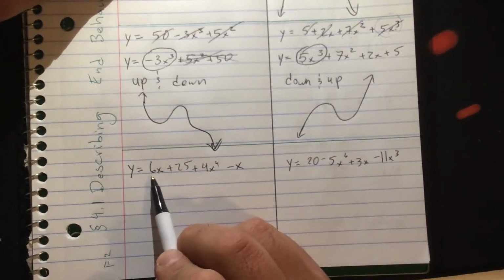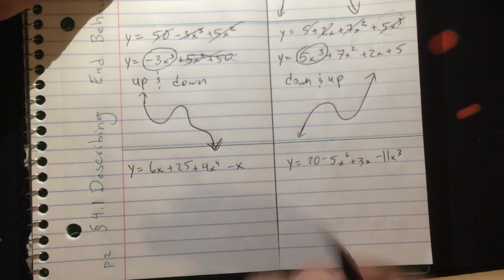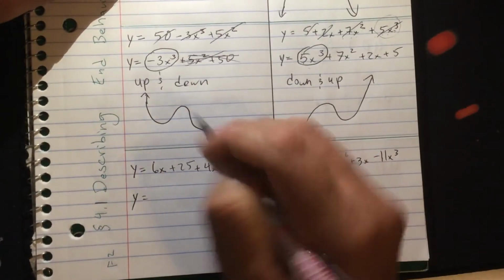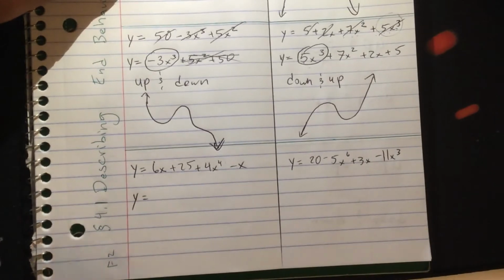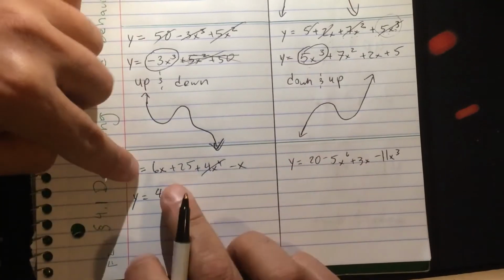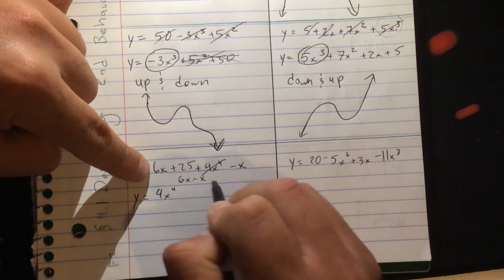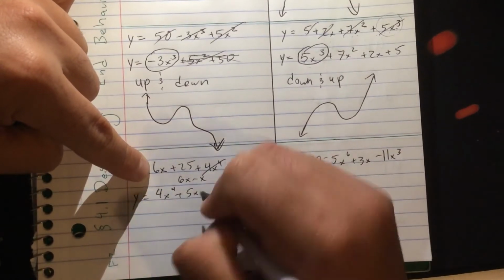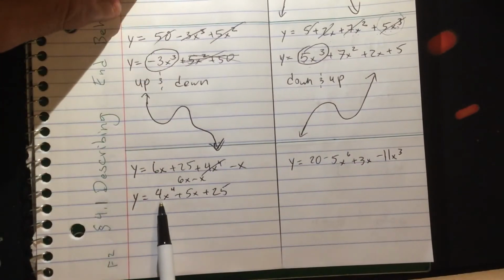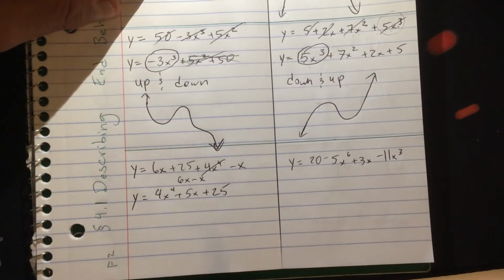We have y is equal to 6x plus 25 plus 4x to the fourth power minus x. Once again, we're going to rewrite this in the form of the highest degree terms first, and descend from that point on. So we have our 4x to the fourth power. Then we have 6x minus x, which is going to give us a positive 5x, plus 25. If we go back to the last page, this would be a quartic trinomial because we have 3 terms and it's to the 4th degree.